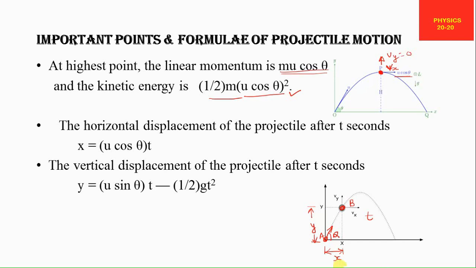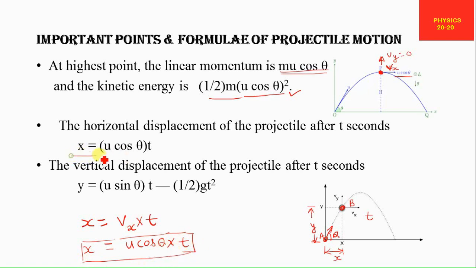Because projectile motion is basically a 2D motion, the object travels a distance in the x direction as well as in the y direction. So this is an example of two-directional motion. This x distance can simply be found as the velocity in the x direction into the time of travel, because the velocity in the x direction is constant. This velocity in the x direction is u cos theta, into the time of travel. So this is the x component.